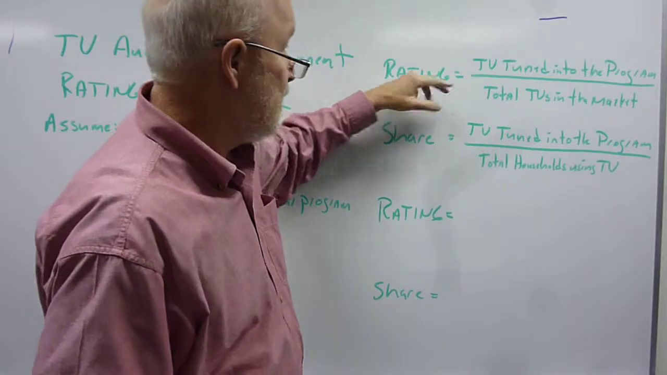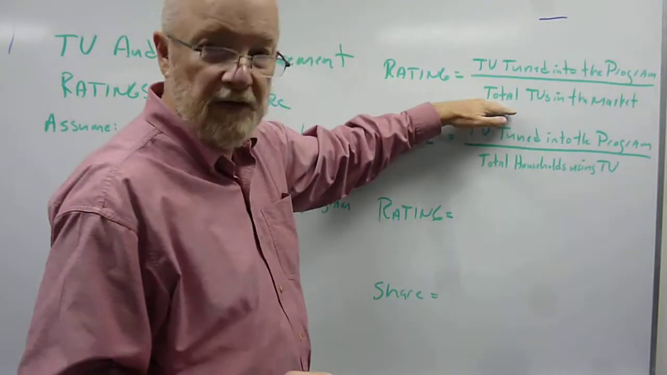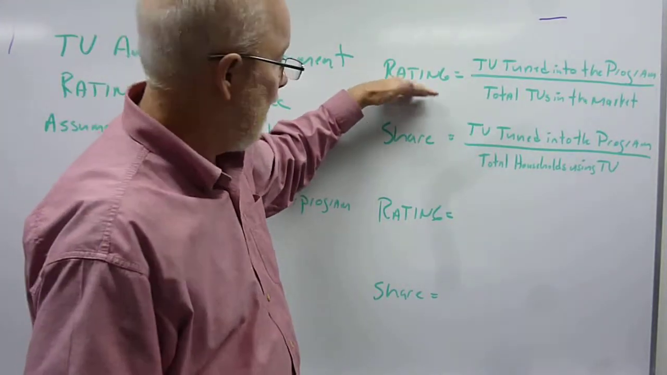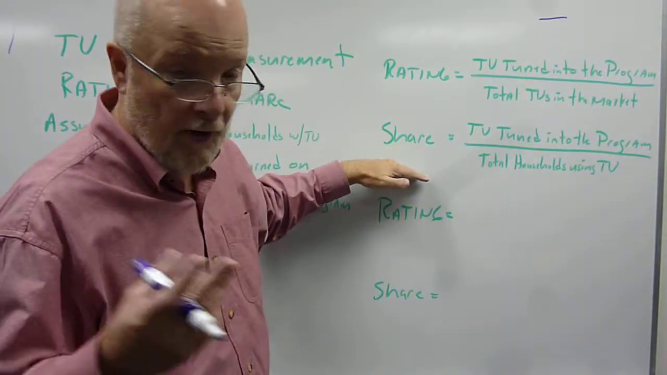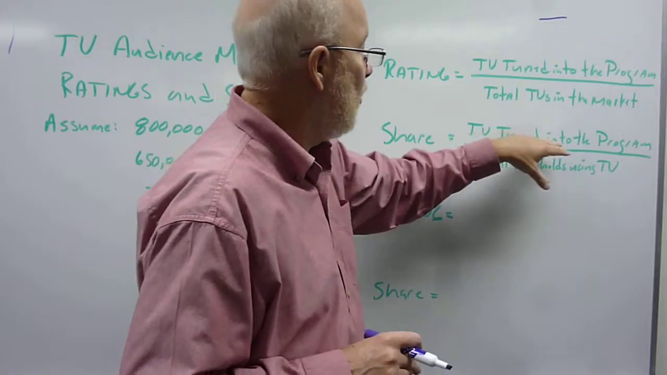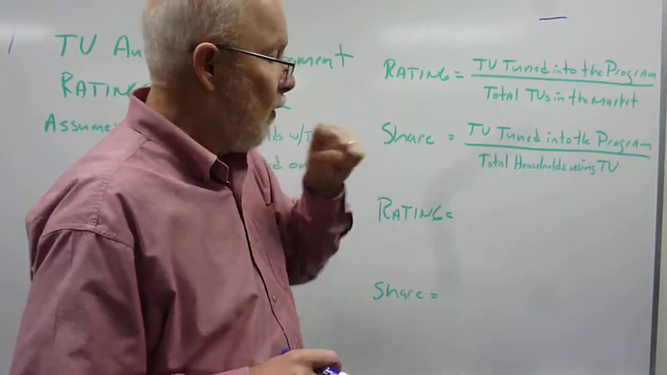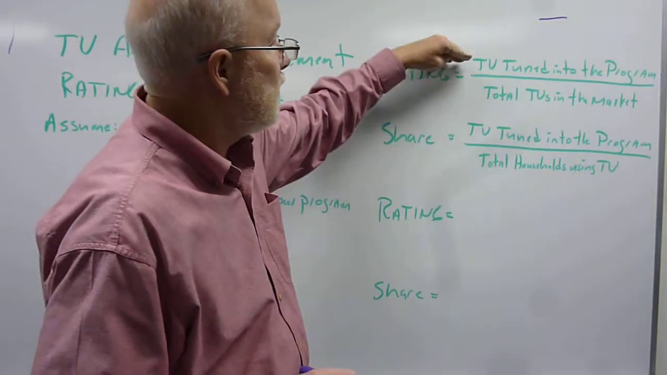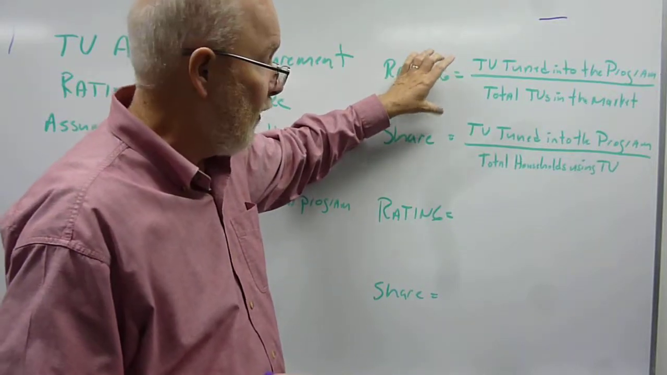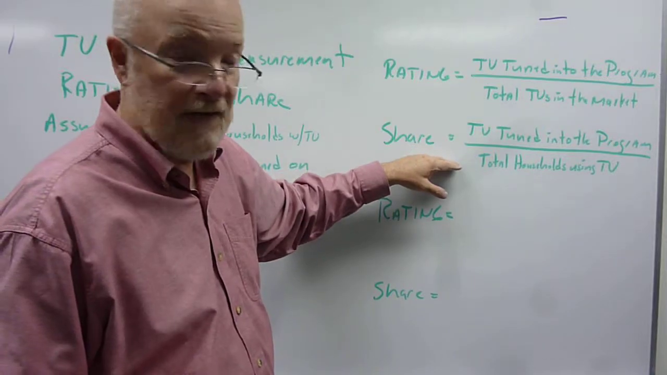A rating is the TVs tuned into our program divided by the total TVs in the market. That gives us a rating for the particular show that we're interested in talking about. The share, another very important thing, is total TVs tuned into the program divided by total households with TV. So we're looking at two different numbers. The top number is the same, the number of TVs tuned into our program, divided by the total TVs in the market or the total households viewing TV.